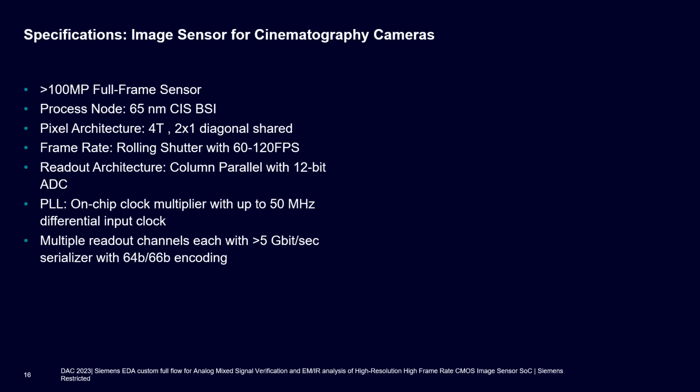For the target application, we are using a 65 nanometer backside illuminated CMOS image sensor process with 4 transistors and 2x1 diagonally shared pixel. The chip has a column parallel readout architecture with a 12-bit analog to digital converter. To generate high-speed clocks on chip, we have a phase lock loop which works with a 50 MHz reference clock, and furthermore we have multiple readout channels, each operating at more than 5 Gbps with serializers and 64-66-bit encoding on the chip.